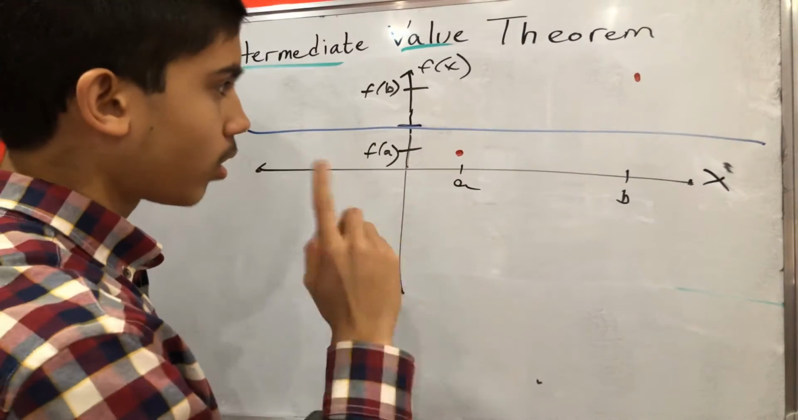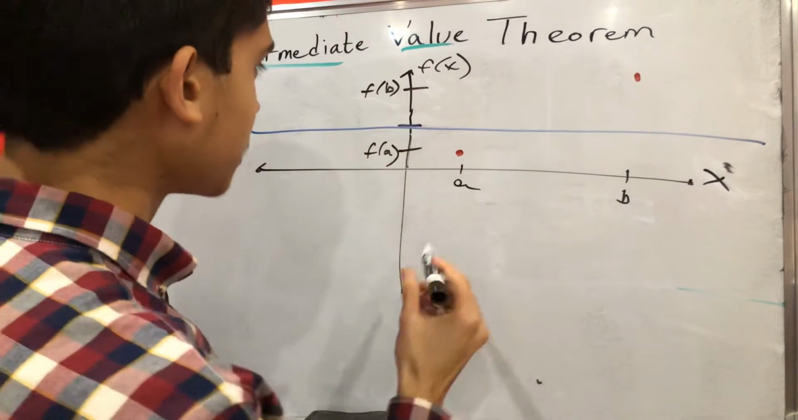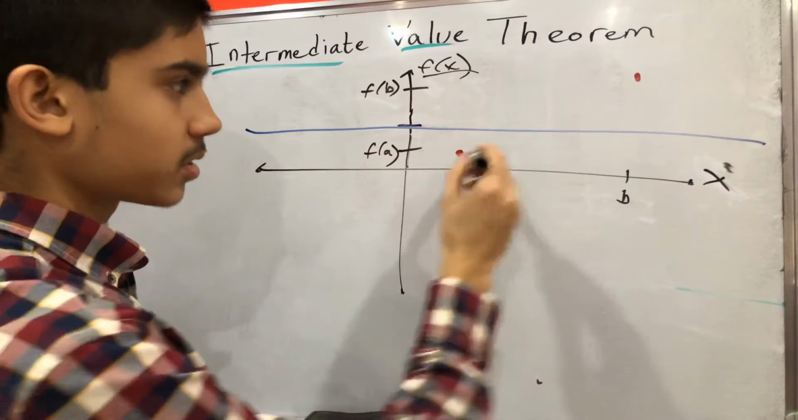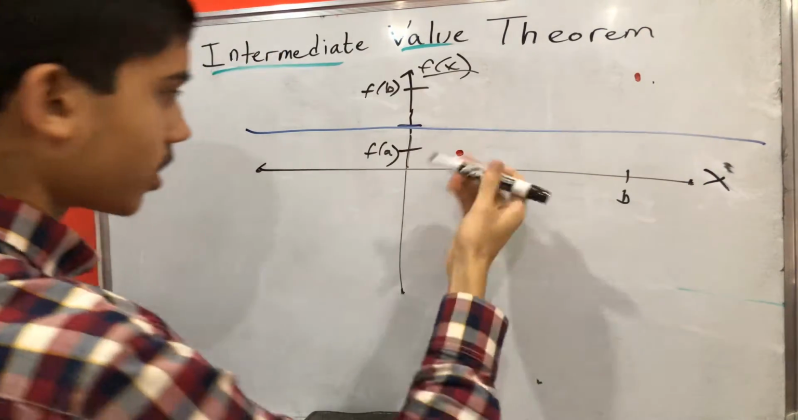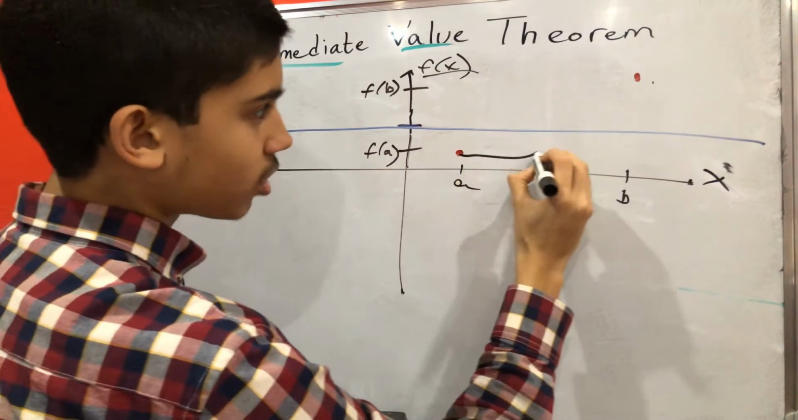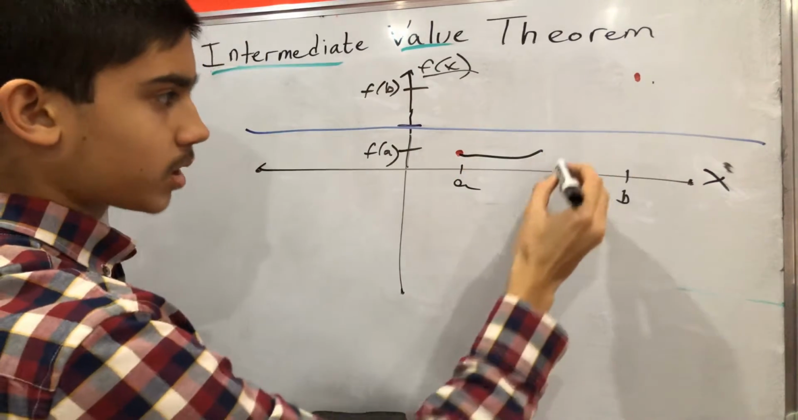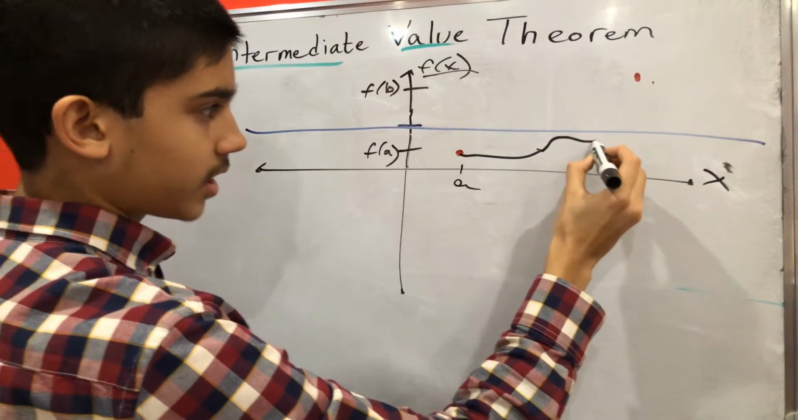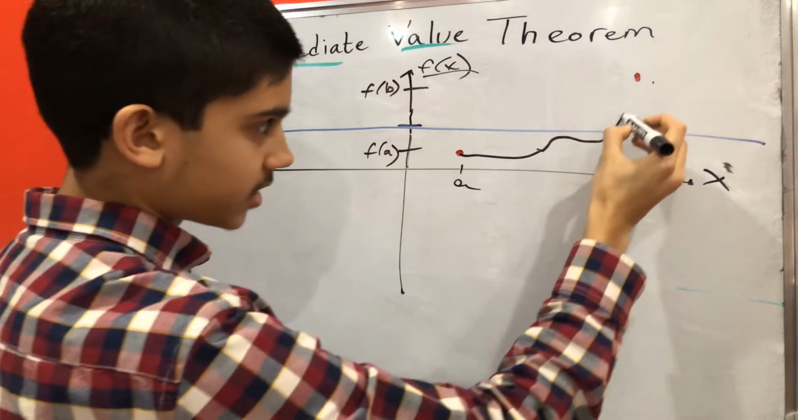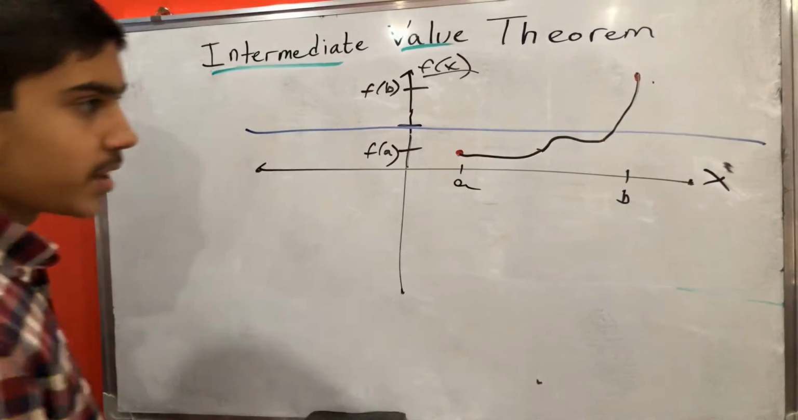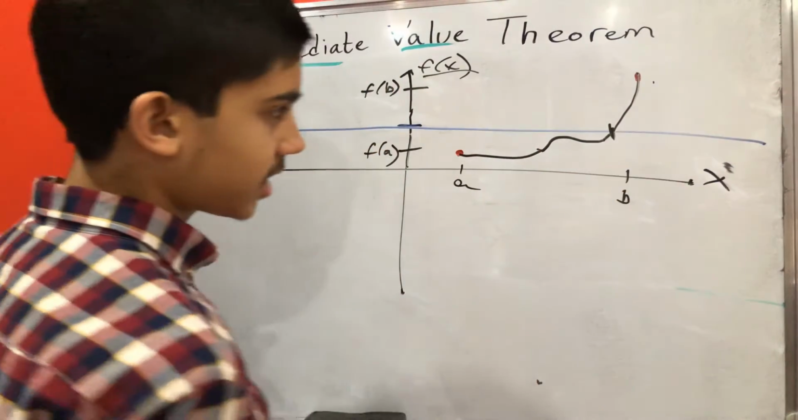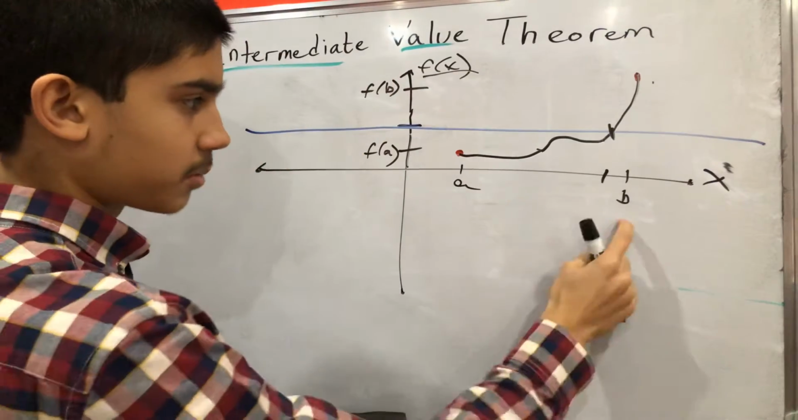and the theorem says this only holds if f of x is continuous. So this is a continuous function. The idea is, can we draw from this point to this point without passing that line? And the answer is that we have to pass that line. So we pass the line, you see? And the point at which we pass that line is going to be in between A and B.